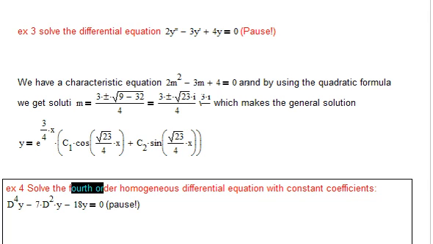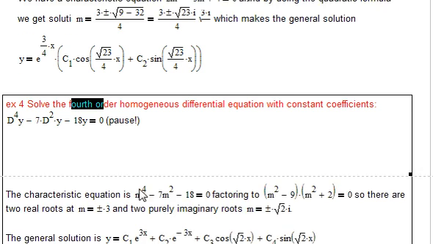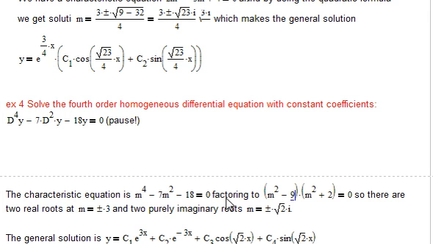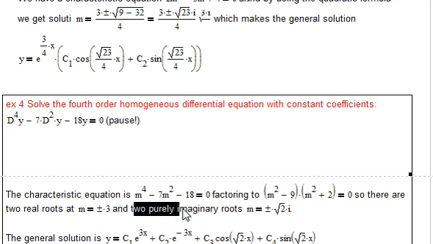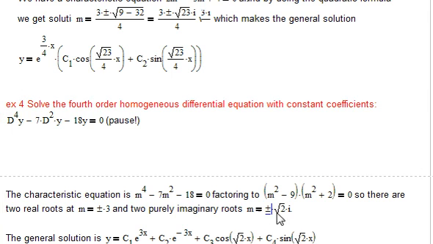Well, I was hoping you would do this one. Let's see if you can manage this. Okay. Characteristic equation: m to the fourth minus 7m squared minus 18. Right? Okay, all right, let's see. Factoring: m squared minus 9 times m squared plus 2 equals 0. So there are two real roots, m equals plus or minus 3, and two purely imaginary roots, m equals plus or minus square root of 2i.